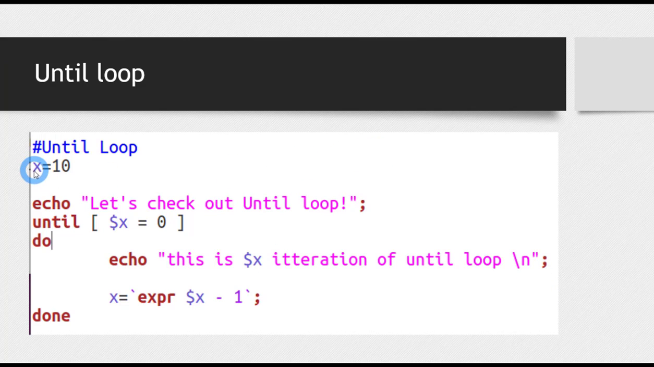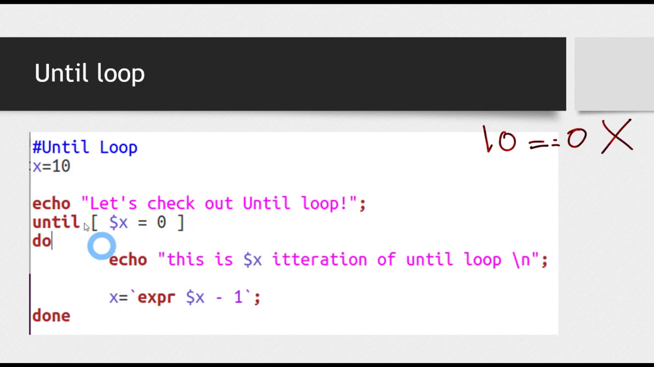Okay, so I have taken a variable x and I have assigned the value 10 in it. Now I'm checking if my x is equal to 0 or not. So right now x is equal to 10 and 10 is not equal to 0. So this condition is false. This is what we are checking. We are checking if 10 is equal to 0 or not. So is this true? No, this is false. So when this condition is false, this loop will run.